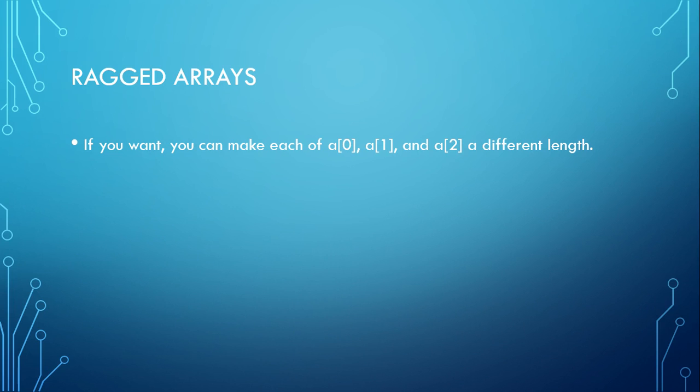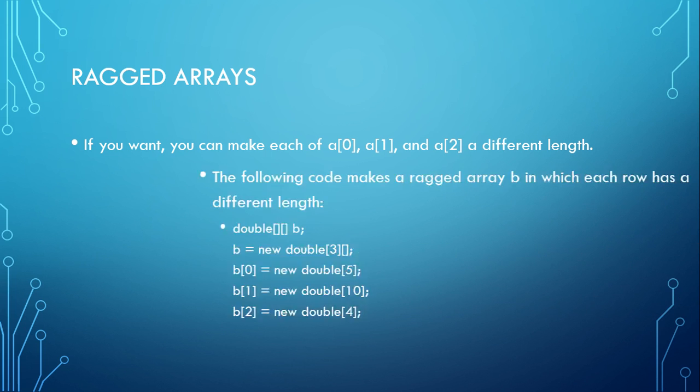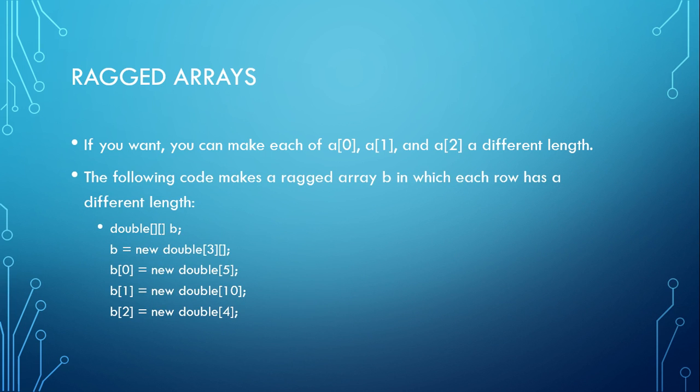Now, if you want, you could make each of A of 0, A of 1, and A of 2 a different length. The following code is very similar, but makes a ragged array B in which each row has a different length. So, double array B equals new double 3 array, B of 0 equals new double 5, B of 1 equals new double 10, and B of 2 equals new double 4.